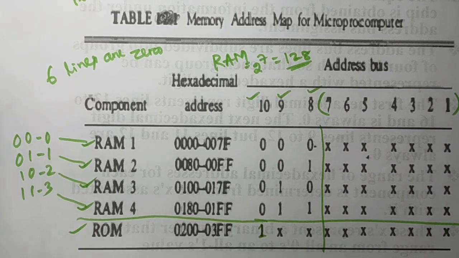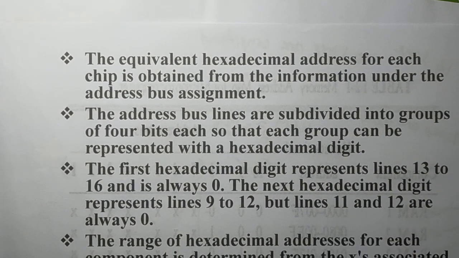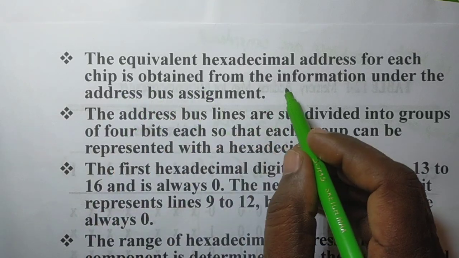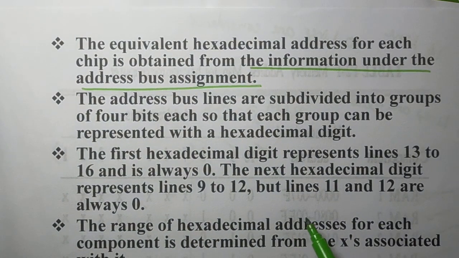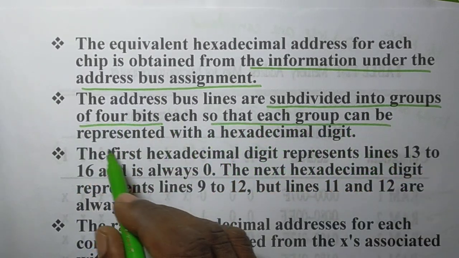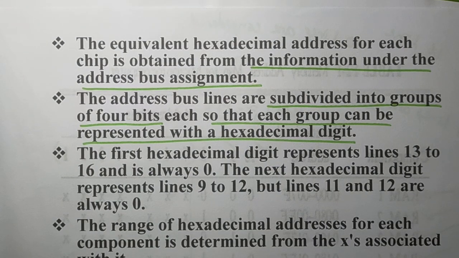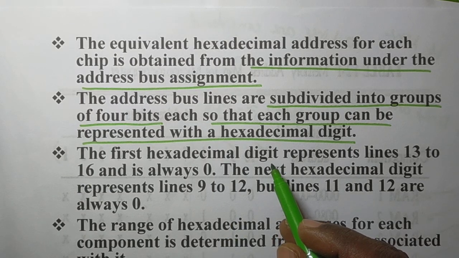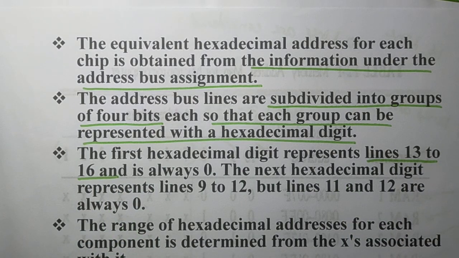Okay, memory address map. In a very simple way, the equivalent hexadecimal address for each chip is obtained from the information under this address bus assignment. Address bus lines are subdivided into groups of 4 bits, so that each group can be represented with a hexadecimal digit, because normally we use 4 groups to define it easily. The first hexadecimal digit represents lines 13 to 16, that is, the first 4 lines.